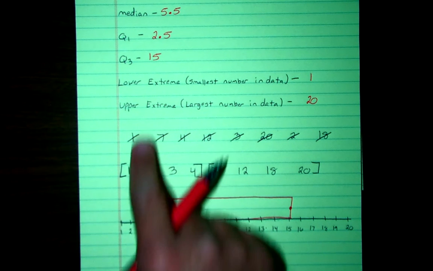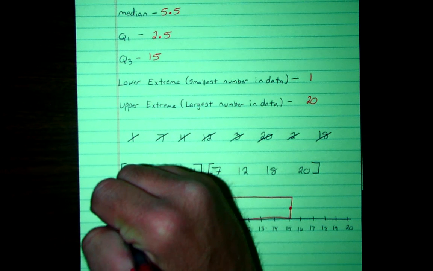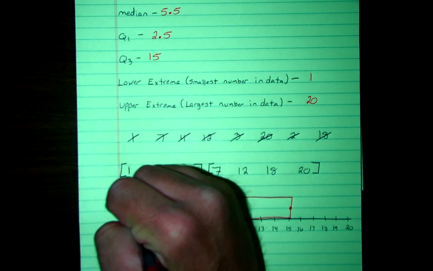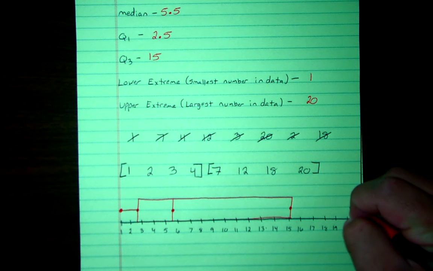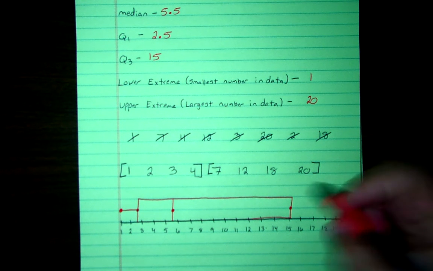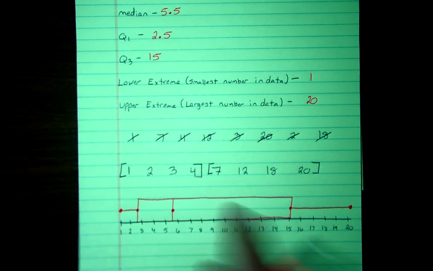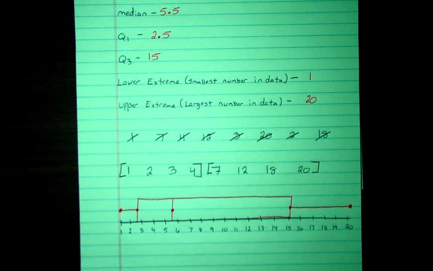Your lower extreme is at 1. So I'm going to put a dot right here at the 1. You now connect your lower extreme to your Q1, which is the edge of the box. Then I need my upper extreme, which is at 20. Again, connect it to the edge of the box. So here's your box. There's your whiskers. And now you're done. You're graphed.